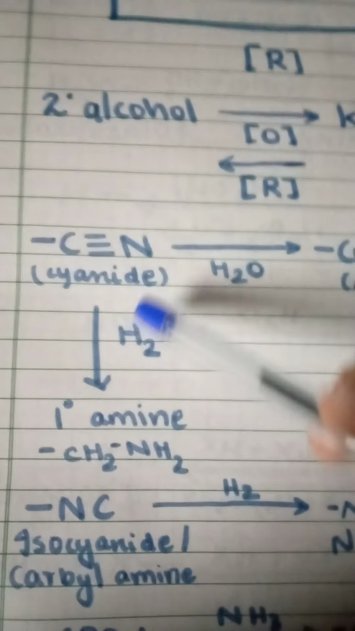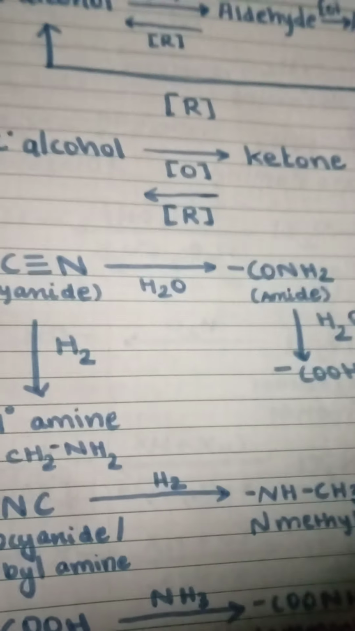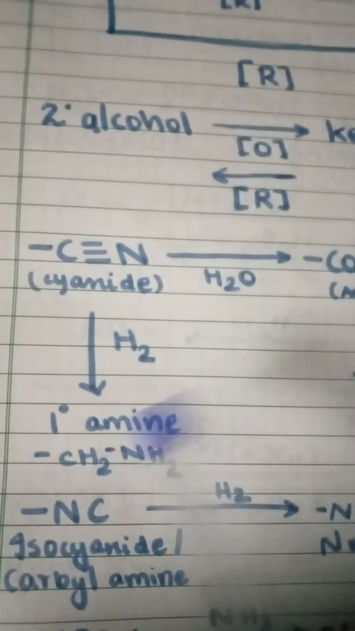Clear up to this? And if I take this same cyanide and reduce it, I will get primary amine. Amine means NH2, amide also has NH2, but amide means CONH2, amine means just NH2. So CH2NH2 is also okay. Primary amine means it contains only one R group.